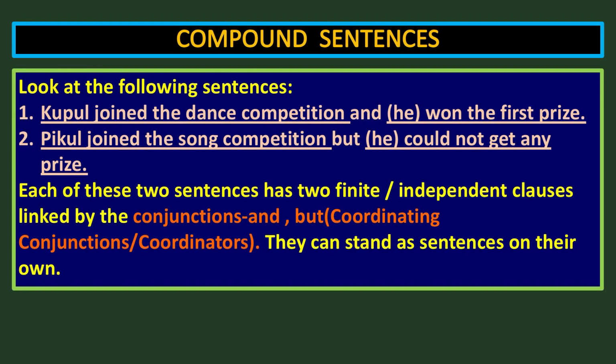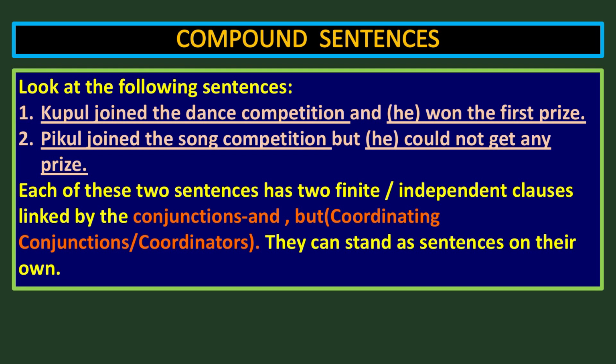Compound sentences. Look at the following sentences. There are two examples. Couple joined the dance competition and won the first prize. The second example is Pickle joined the song competition, but he could not get any prize. So, we have two sentences, and each of these two sentences has two finite independent clauses. I have already told you, in a sentence if you have one verb, that is finite. If you have many verbs in a verb phrase, the first one is finite.